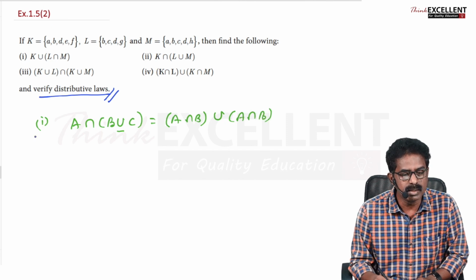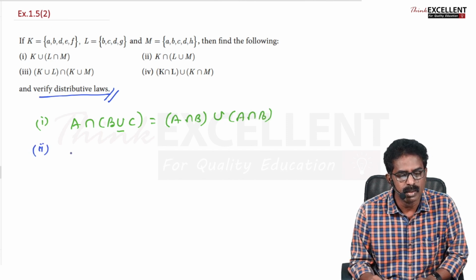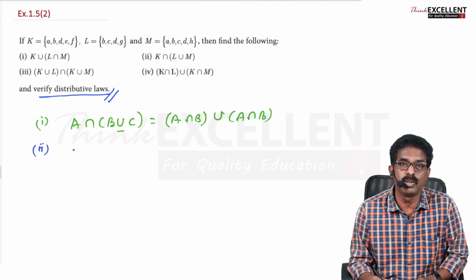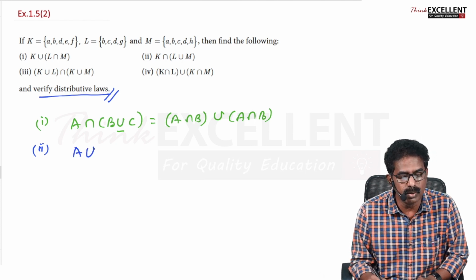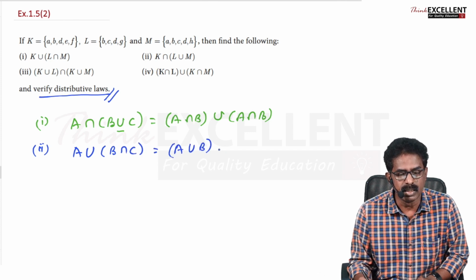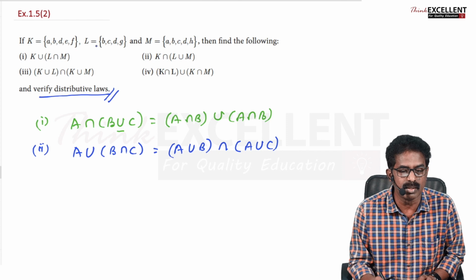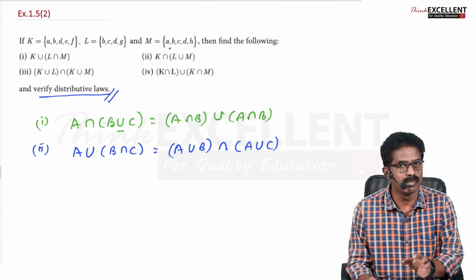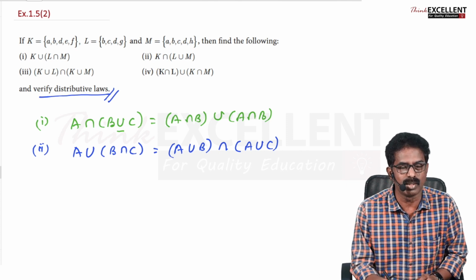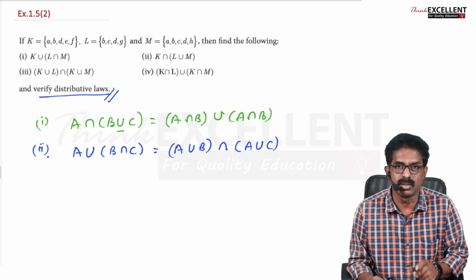And the second one is union is distributive over intersection. So A union B intersection C is A union B intersection A union C. Okay, these are the 2 distributive laws. A, B, C, everything given in roster form. So very easily you can do that. Simple calculation.